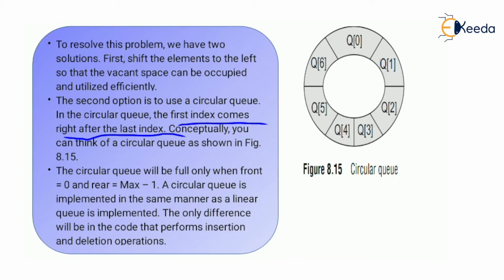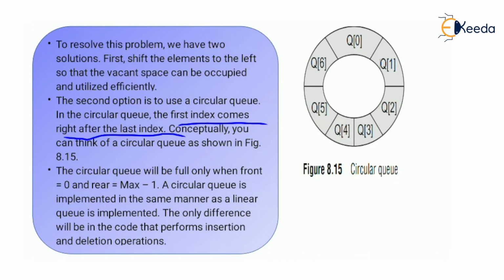The only difference will be in the code that performs insertion and deletion operations. Now the second option is to use a circular queue. In the circular queue, the first index comes right after the last index, meaning once the last index is over, imagine the circular queue like in figure 8.15.